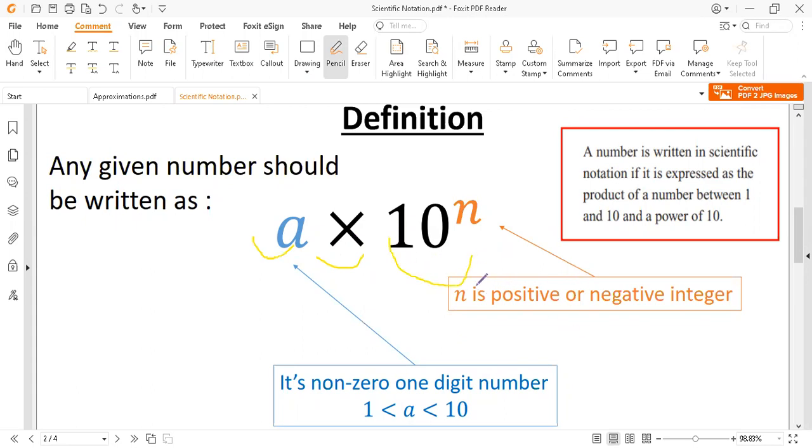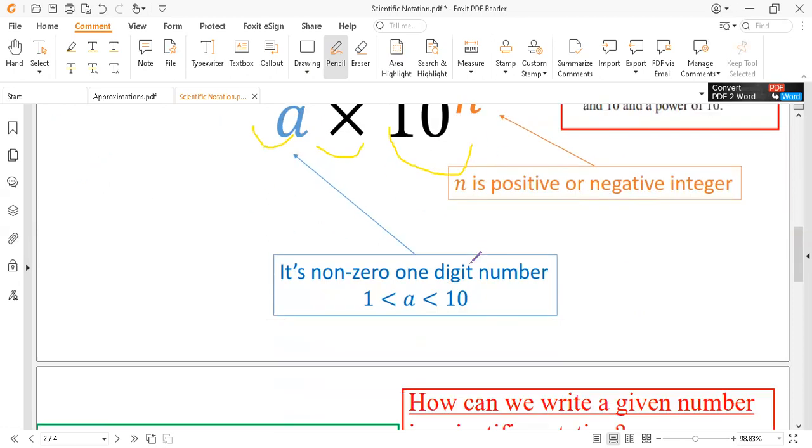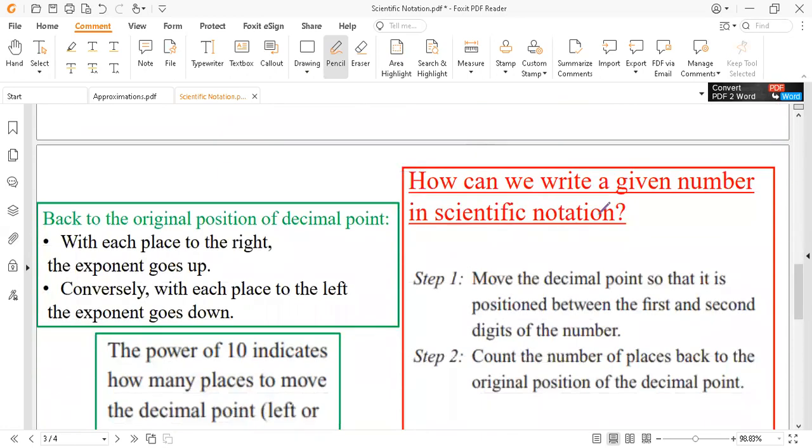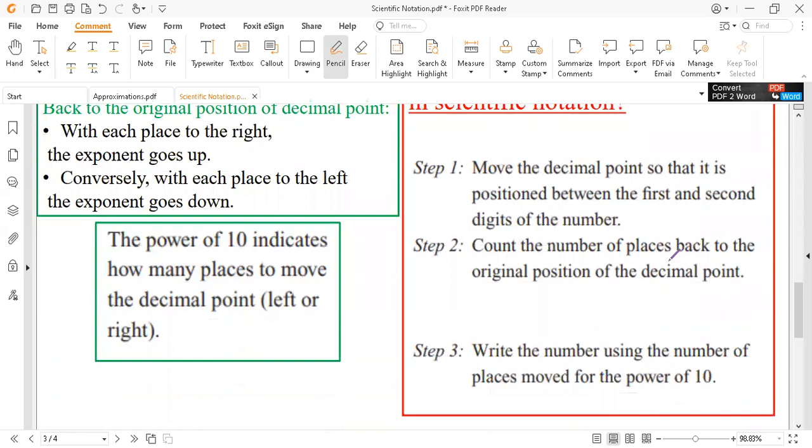What do we mean by the power of 10? We mean 10 power n, where n can be positive or negative. So a number is written in scientific notation if it is expressed as the product of a number between 1 and 10 and a power of 10. How can you write a given number in scientific notation?